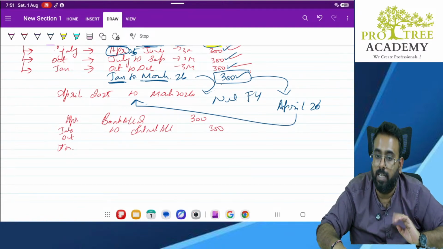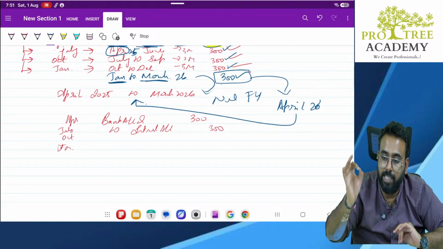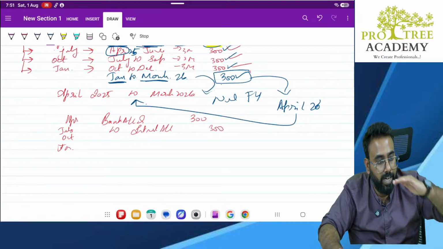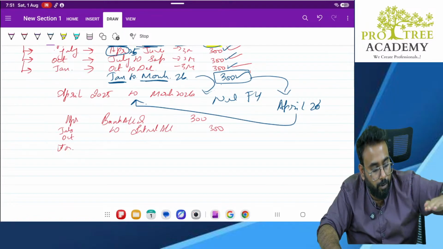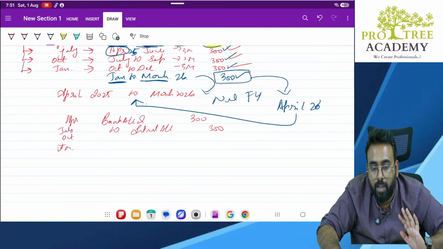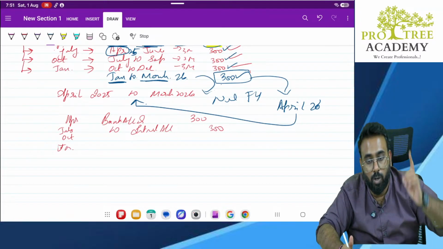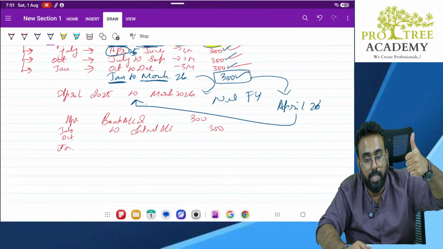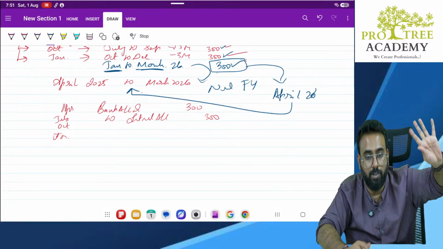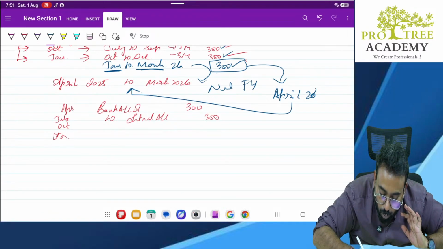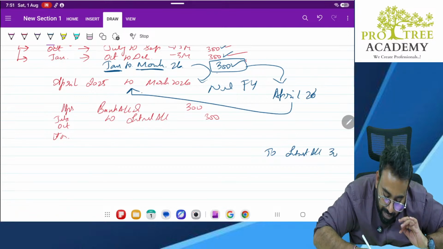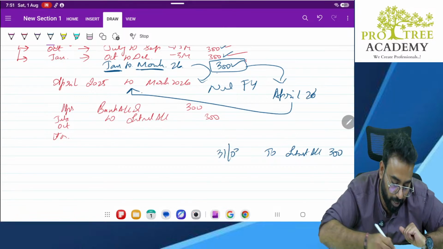But the question is, is the interest yours? Is interest earned? Yes, sir. Interest is already earned. The moment you keep the balance for January, February, March, you are already earning the interest. Clear? So, interest income is already earned. When income is earned, it is nothing but an increase in income. When income increases, it will be credited. So, to interest account 300. When will we pass this entry? On 31st March.